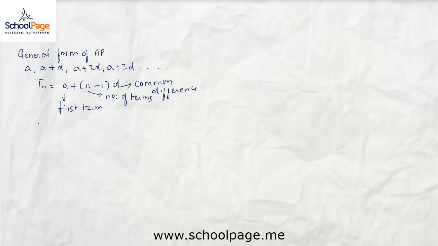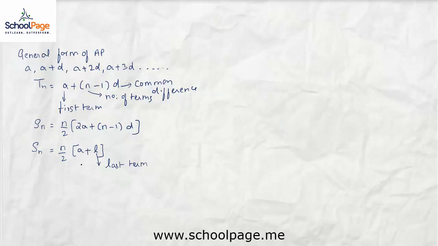To find the sum of first n terms of an AP, we use the formula n by 2 into 2a plus n minus 1 d. Here a is the first term, n is the number of terms, and d is the common difference. We can use another formula to find the sum of first n terms of an AP, that is Sn is equal to n by 2 into a plus l. This formula can only be used when you know the last term of the arithmetic progression. Here l is the last term.